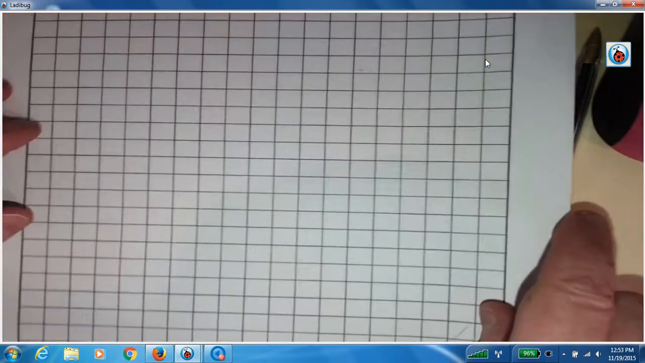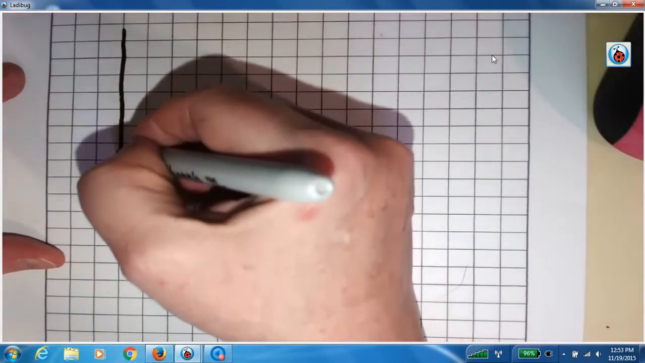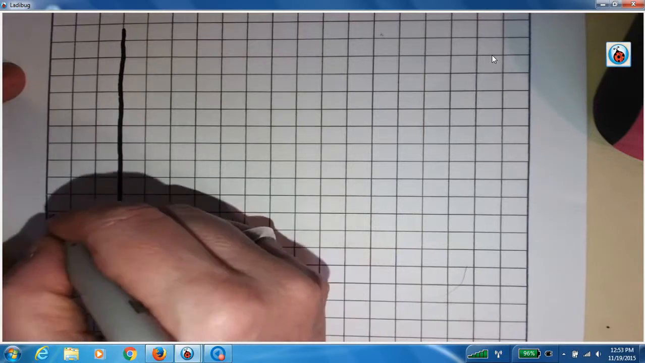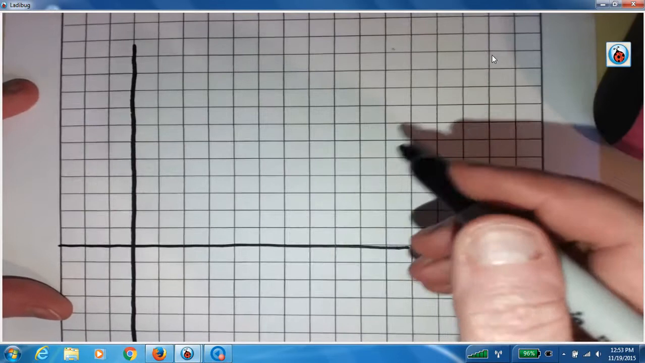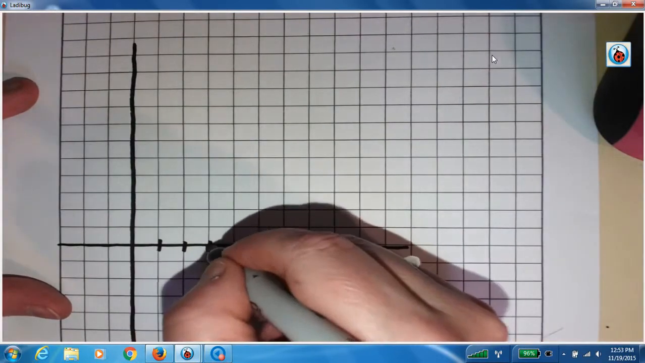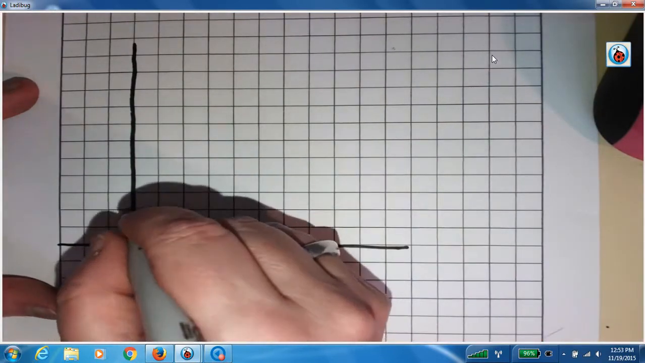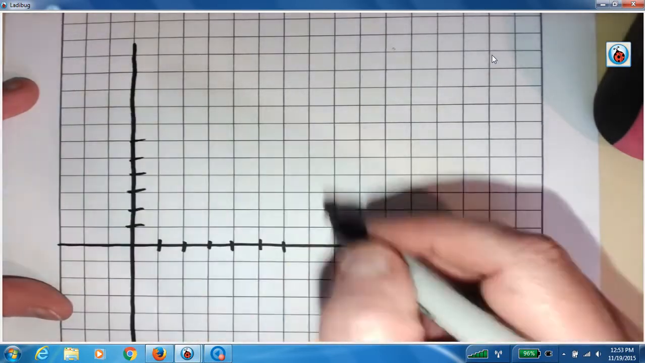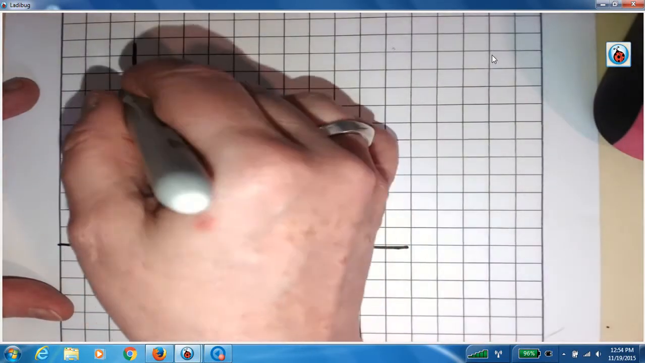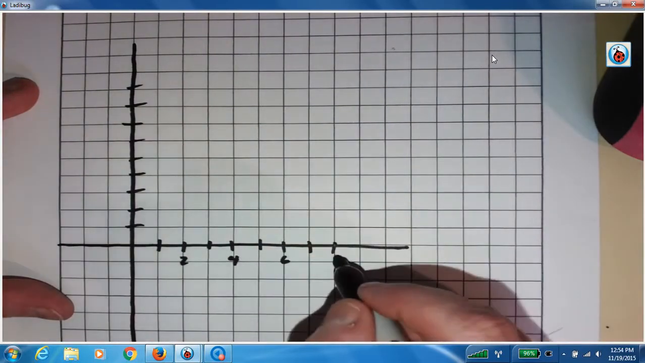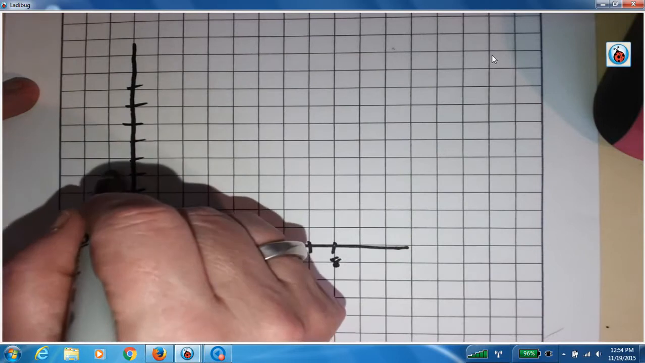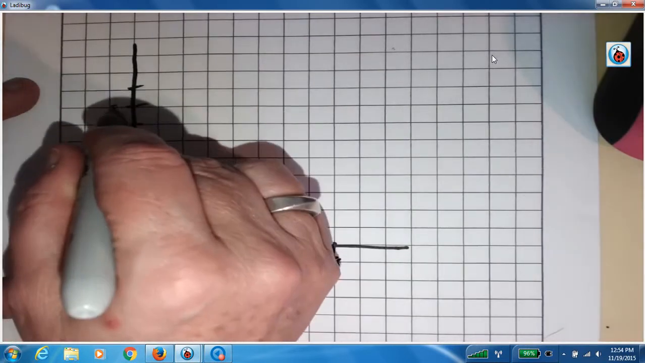So on some graphing paper, and this is the graphing paper you'll be supplied with on your test. Since I'm only interested in the first quadrant, I'm going to draw my graph over here. Okay, so 1, 2, 3, 4, 5, 6. So 2, 4, 6, 8, 2, 4, 6, 8. Okay.